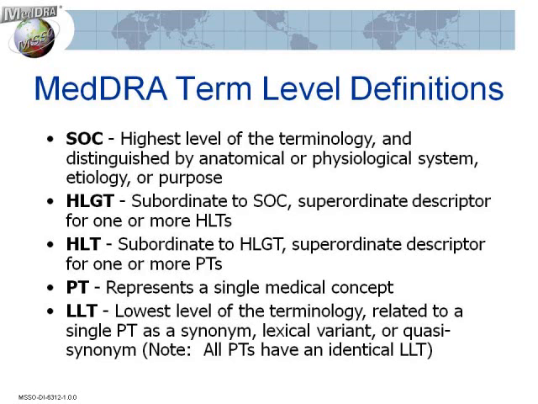An HLGT is linked to at least one SOC and to at least one HLT, the next levels up and down in the hierarchy, but there is no limit to the number of SOCs to which an HLGT can be linked. The high-level term is subordinate to HLGT and is a superordinate descriptor for one or more preferred terms. An HLT links PTs related to it by anatomy, physiology, etiology, or purpose. The HLGTs and HLTs are grouping terms used for analysis and presentation.